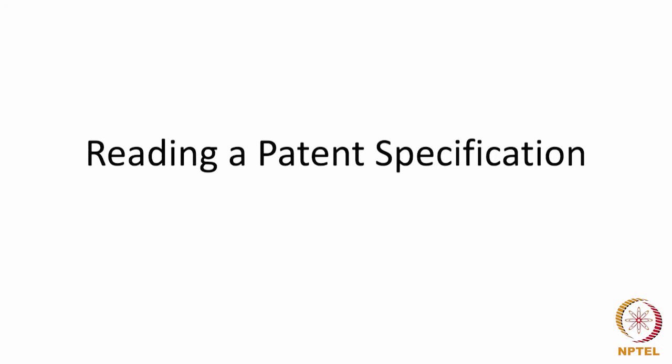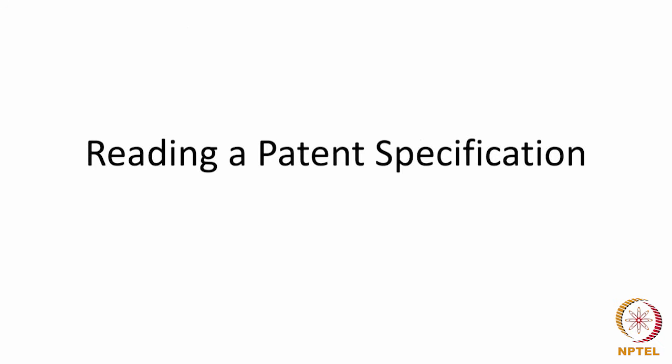Now, having known the structure, it should be much easier for us to read the patent specification, because the patent specification is a document that is created by a group of people, patent attorneys, in coordination with the inventor. So, over the years, there are some conventions that have developed as to what can come within a patent specification, and there are certain techniques or requirements which have to be satisfied while drafting these documents.